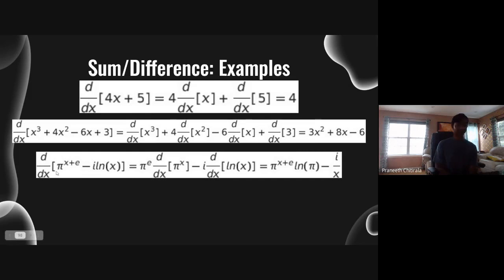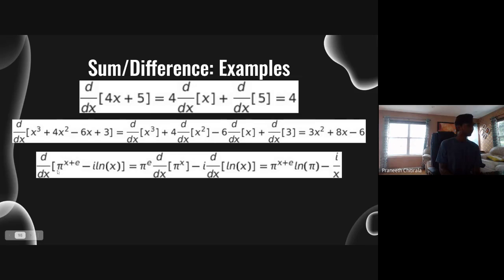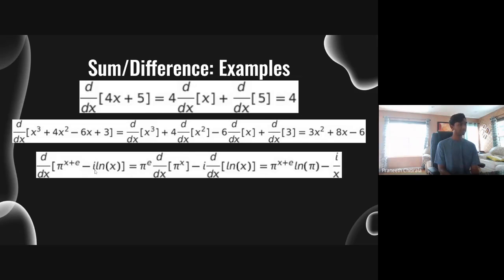Even though this is pi, it's still an exponential function. So we can just use the properties of the derivative of an exponential function. We'll separate this into the derivative of pi to the x plus e power, minus the derivative of i times natural log of x. So now you can just move the constant out of the derivative.